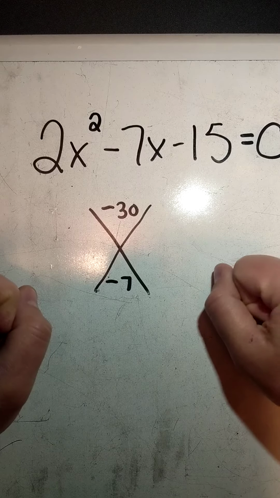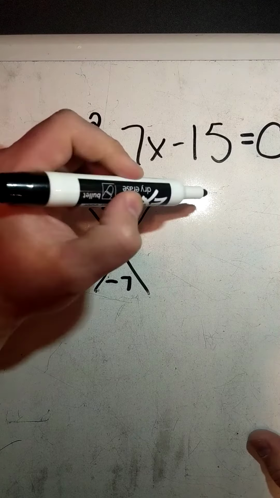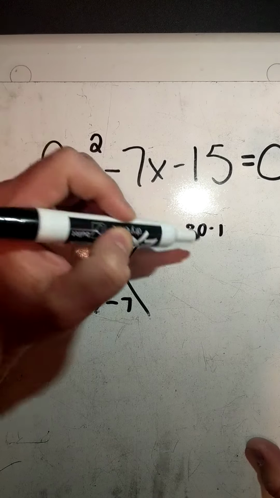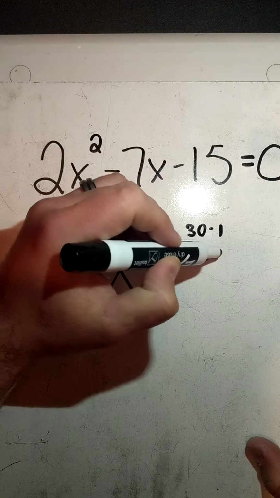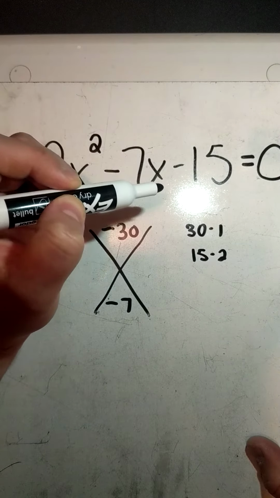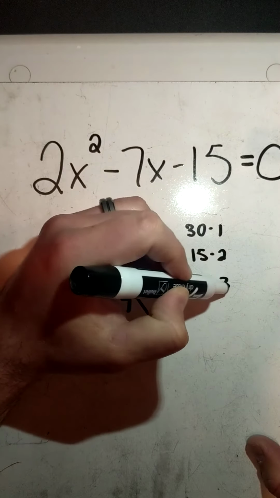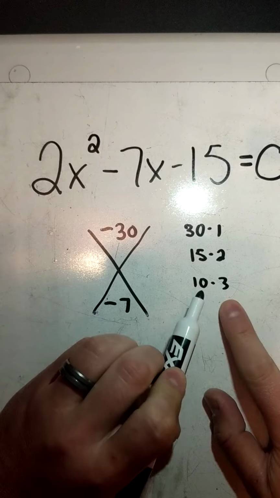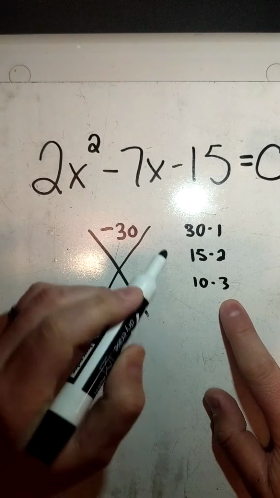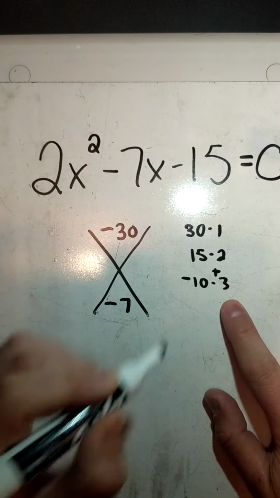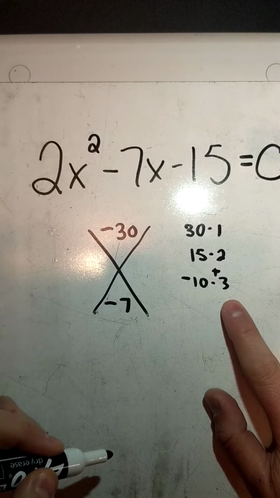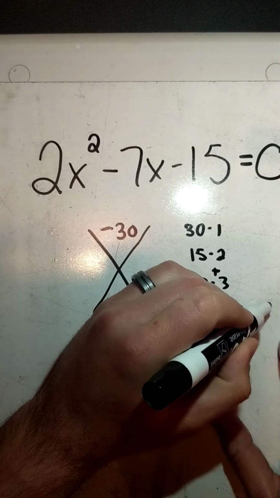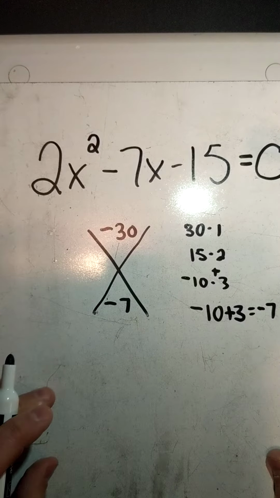So when I go through some of the factors of 30, I have 30 times 1. I have 15 times 2. I have 10 times 3. Right there I'm going to stop because I know if I subtract 10 and 3, I get 7. I need it to be negative 7, so it's going to be a negative 10 and a positive 3, because negative 10 plus 3 is negative 7.